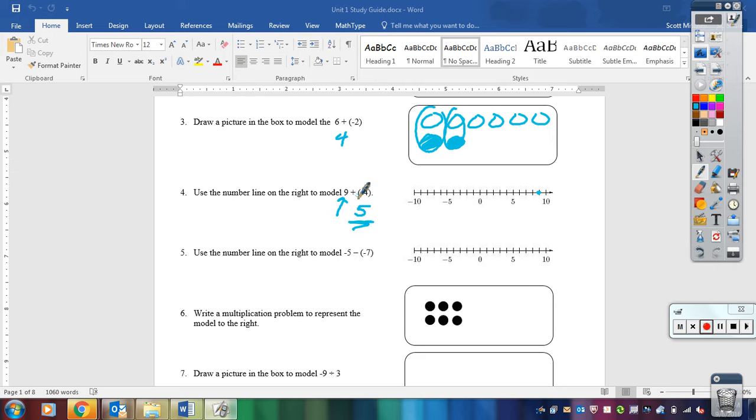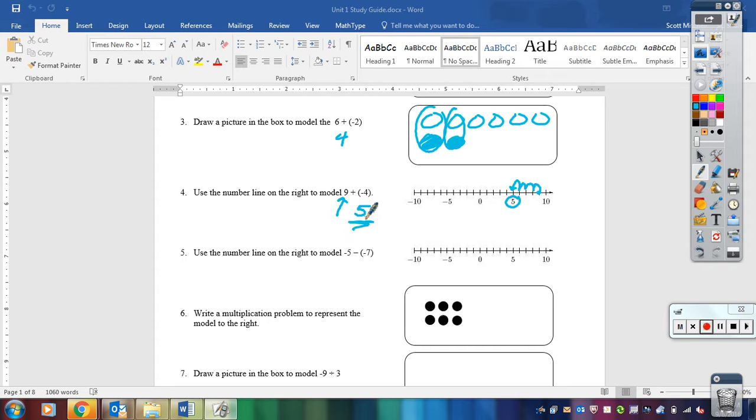Either way, let's walk through it. When I add negatives, it's going to go to the left. So I'm going to go to the left 1, 2, 3, 4 times, and draw an arrow. So I know that's where I'm going. 5 is what I wanted, so 5 is my correct answer. That's how I would model it.